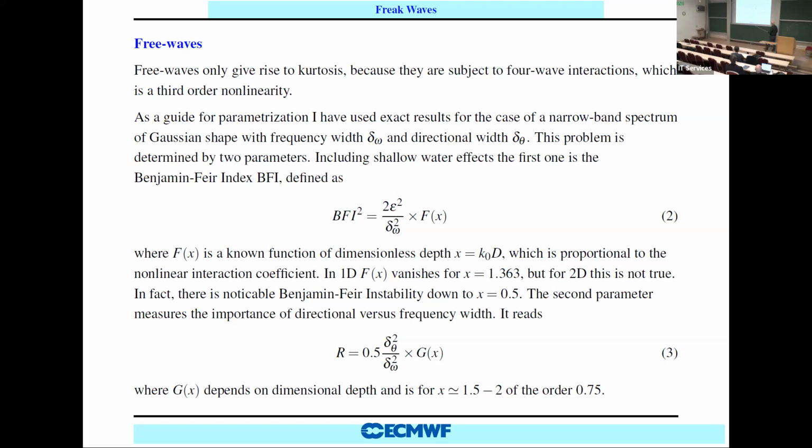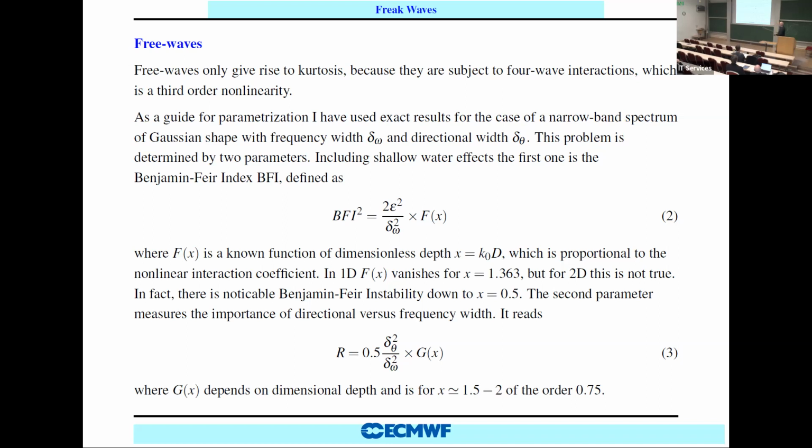Now, the two parameters in question are called the Benjamin-Feir index. That's basically the ratio of the steepness of the wave squared divided by the width in frequency space. And then you also have a directional parameter which measures the importance of the direction. That's the ratio of the width in direction over the width in frequency. So to get it really efficient, you need to have that delta theta is less than delta omega, and the BFI should be of the order of 1. Those things occur, but they are quite rare, but we know that they occur.